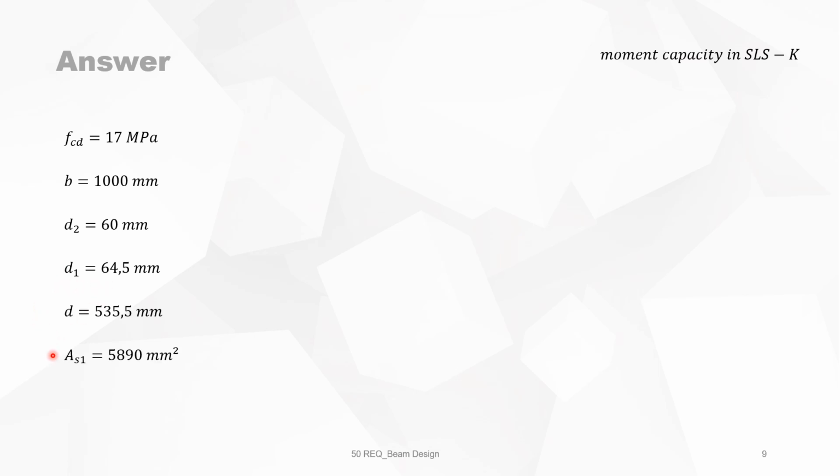Now we will calculate the moment capacity in the serviceability limit state characteristic. The design value of the compressive strength of the concrete is 70 megapascal. B is 1 meter, D2 is 60, D1 was 64.5, the effective depth was 535.5, the cross-section of the tension reinforcement was 5,890, and from the compression reinforcement 1,005. So a capacity check in SLS, at that moment you have all those values.